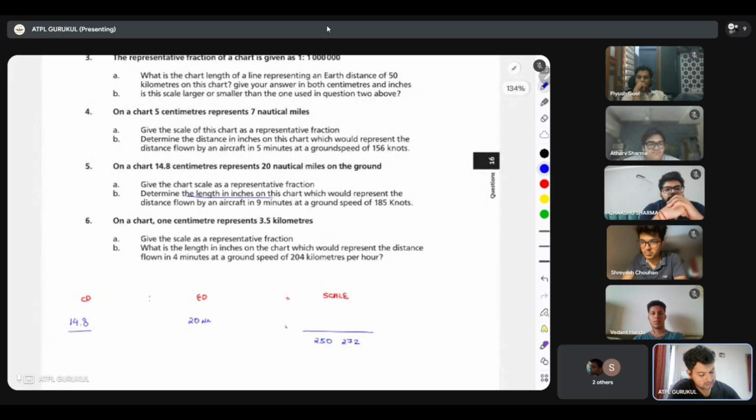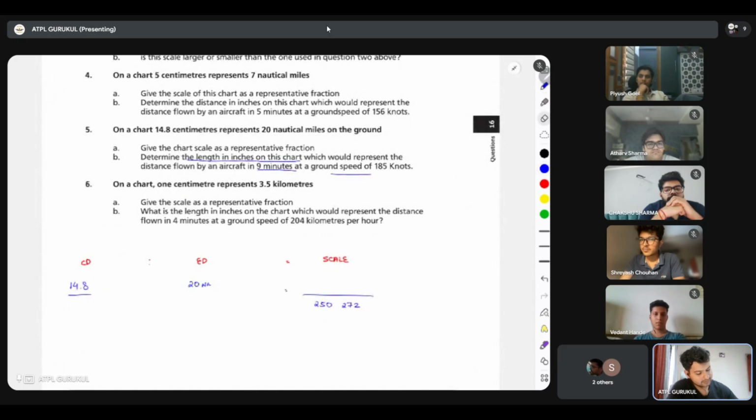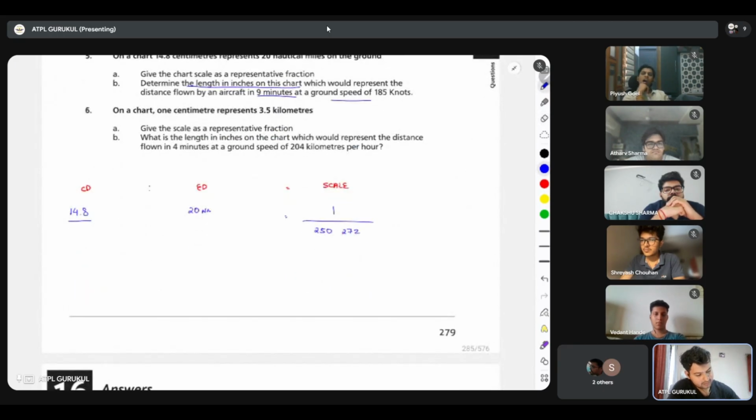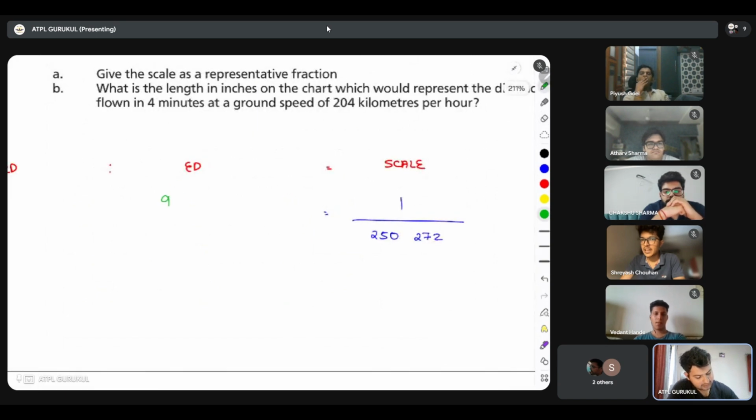Determine the length in inches on this chart. Which would represent the distance flown by an aircraft in 9 minutes at a ground speed of 185. So basically the scale is given and the earth distance is given. What is the earth distance? 9 minutes at what speed? 185. Ouch. Now what do we do?